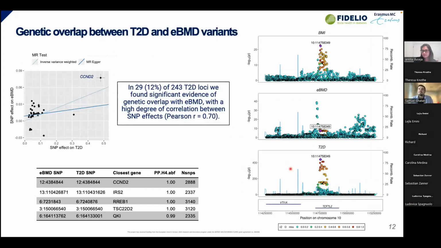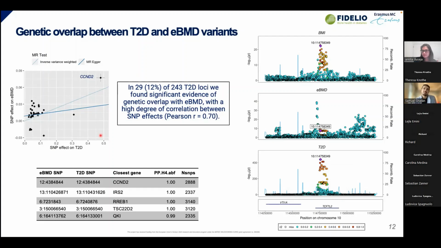I'll briefly speak a little bit about the colocalization results. I couldn't really explain a lot about the theory behind it before, so I'll just briefly mention something. All we're essentially doing with colocalization is looking if genetic variants from one trait, type 2 diabetes, overlap with another trait, BMD. So we did this across 243 type 2 diabetes loci, and we found 29 overlap with a high degree of correlation between the SNPs in those loci. This is what we see in this plot here. And we identified CCND2 as a potential gene for further follow-up.